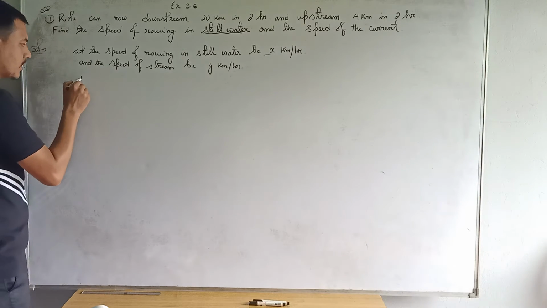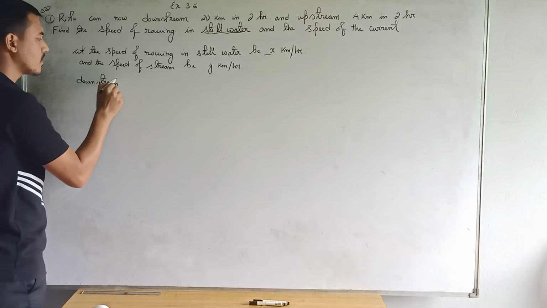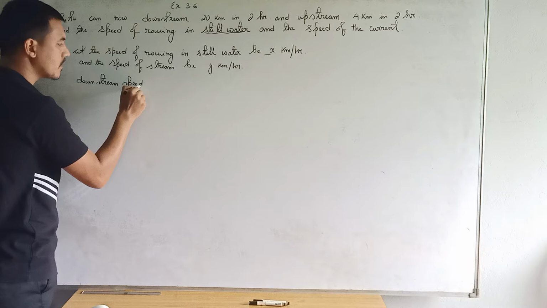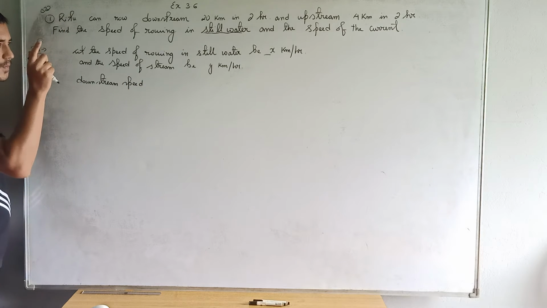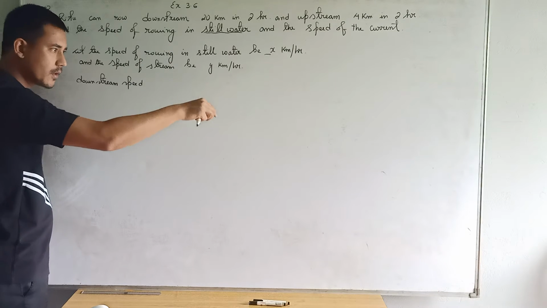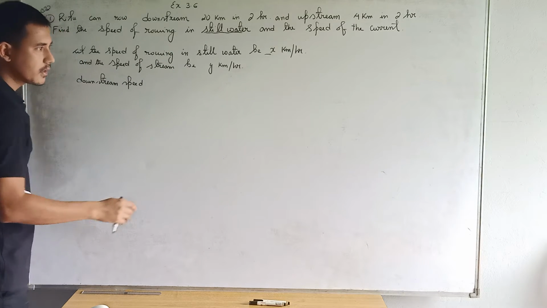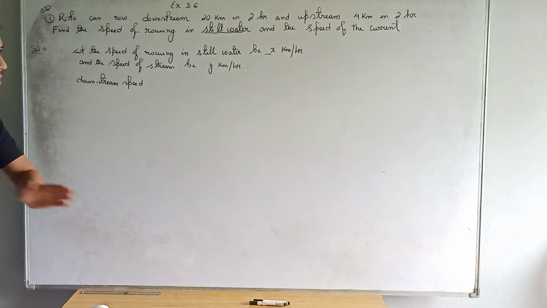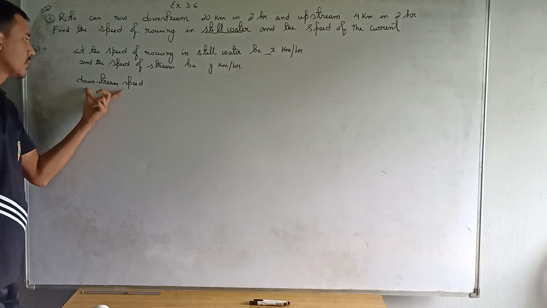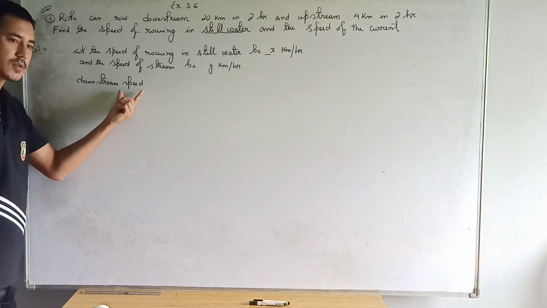So, downstream speed, let me find out. Downstream speed meaning speed of rowing when Ritu is going down the stream. Is it okay? If Ritu rows her boat down the stream, what will be her speed? We have written it as downstream speed.